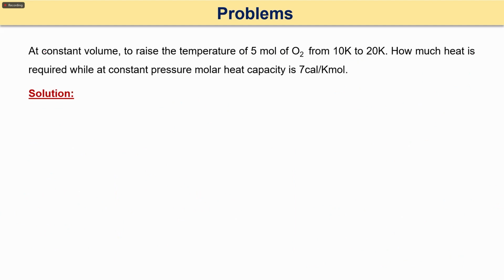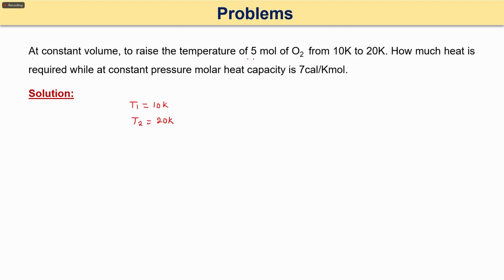So here they have asked that at constant volume, to raise the temperature of 5 mole of oxygen from 10 Kelvin to 20 Kelvin, how much heat is required? While at constant pressure, molar heat capacity is 7 calories per Kelvin per mole. So we have, in order to raise the temperature from 10 Kelvin to 20 Kelvin, initial temperature T1 is 10 Kelvin and final temperature, that is T2, is 20 Kelvin.